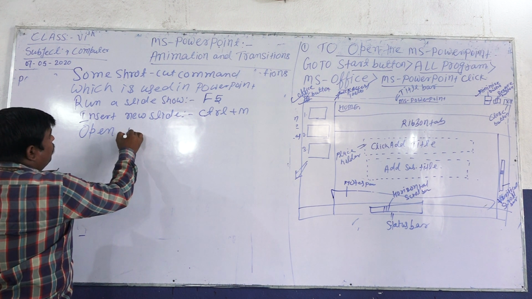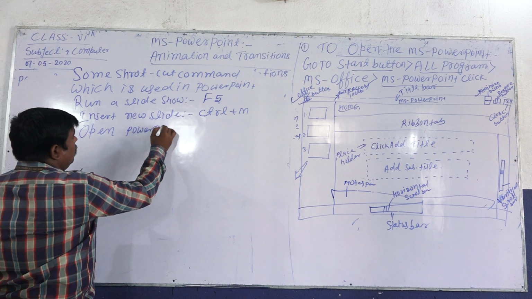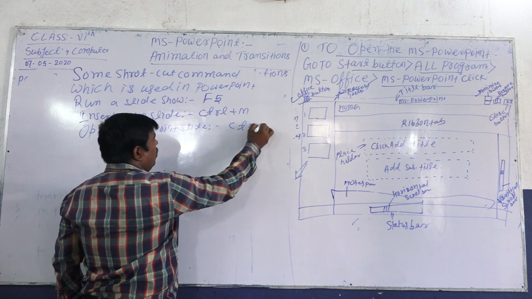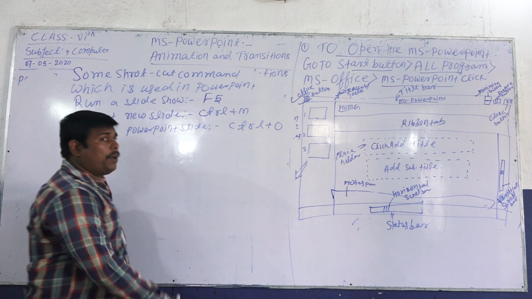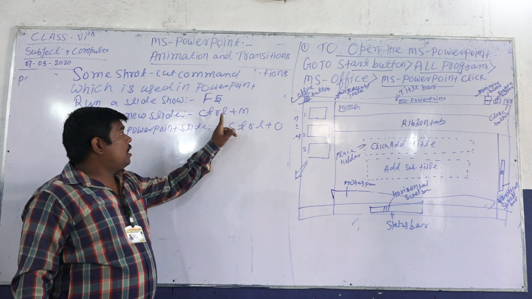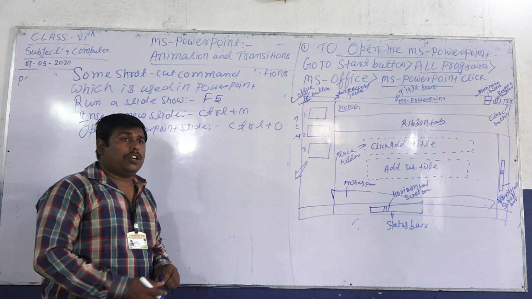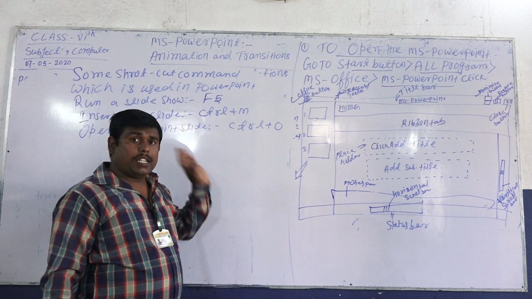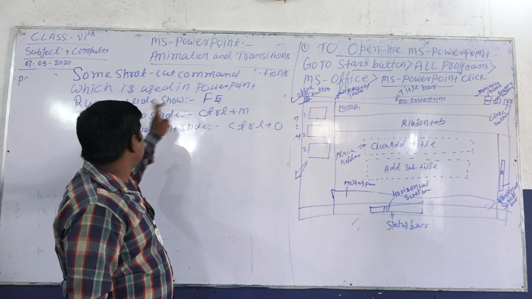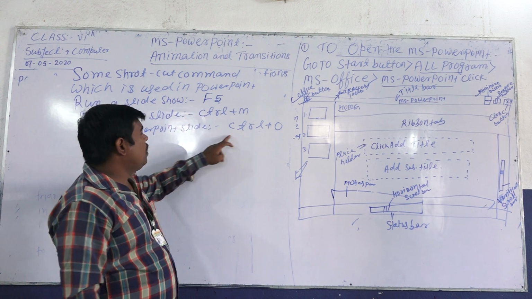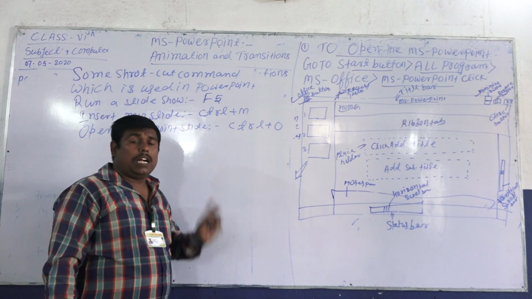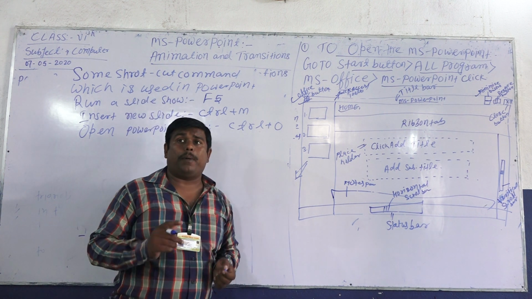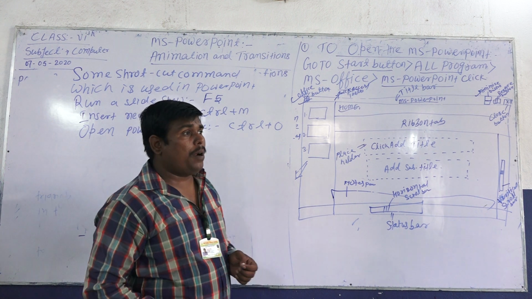To open a PowerPoint slide, press Ctrl plus O. Some shortcuts are also available: Ctrl plus M to insert a slide, F5 to run a slideshow, and Ctrl plus O to open. These are the shortcut keys of MS PowerPoint.